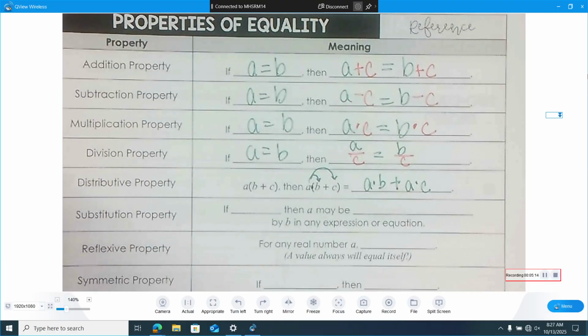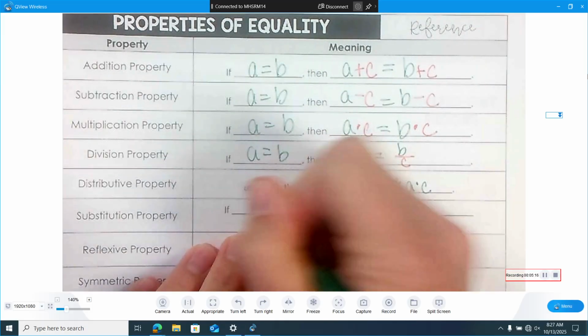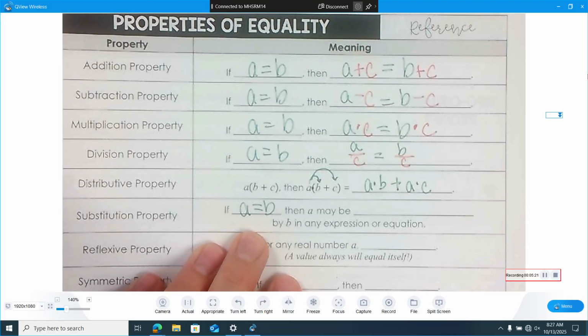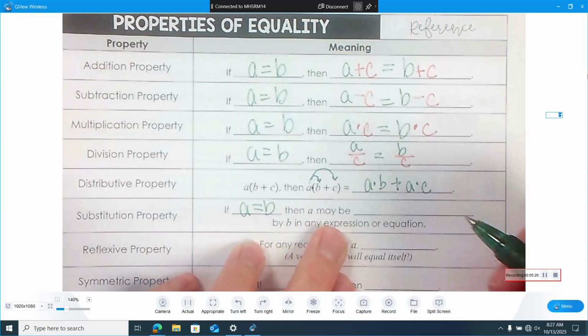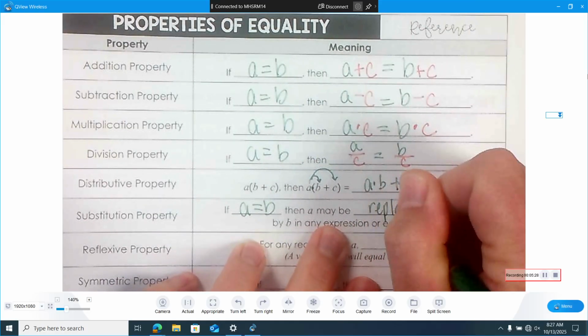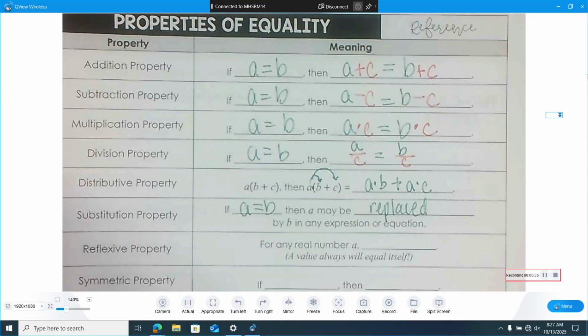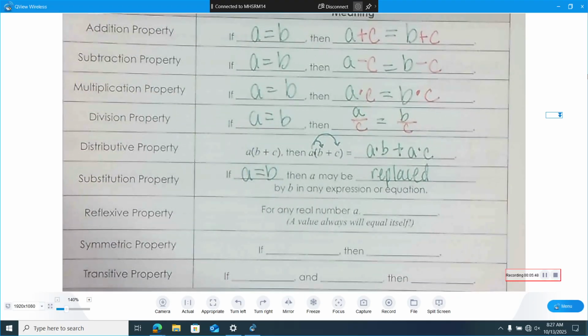The substitution property: if I have two things that are equal, if A equals B, then A may be replaced by B in any expression or equation. So I can trade out the A and pop in the B. The A comes out, the B goes in, it's taking the place. So that's just substitution.